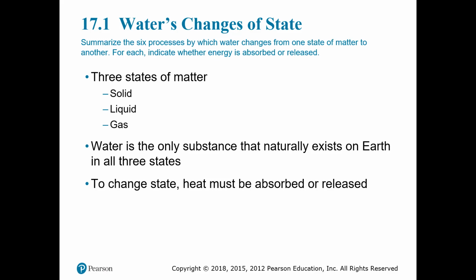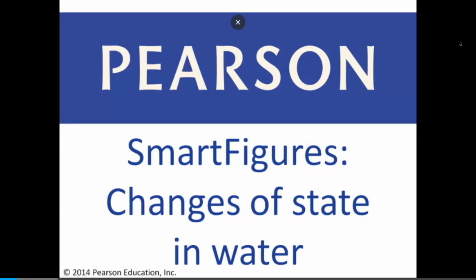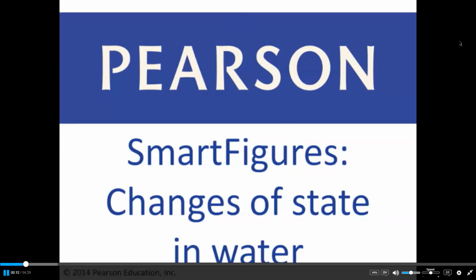So we're going to watch a SmartFigure video now that goes into a little bit more detail about these phase changes and how we can add heat or release heat in order to get to these three different states of matter of water. After watching this video, you should be able to describe how water can change its state and what the names are for the different processes that describe the different states of change.